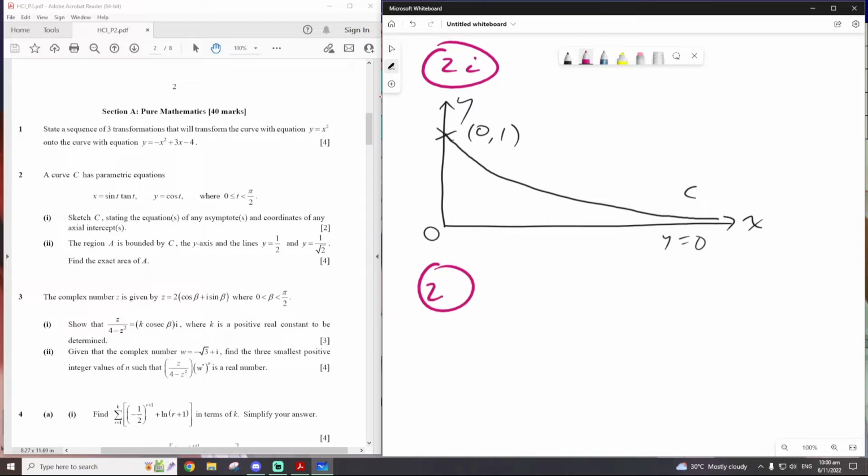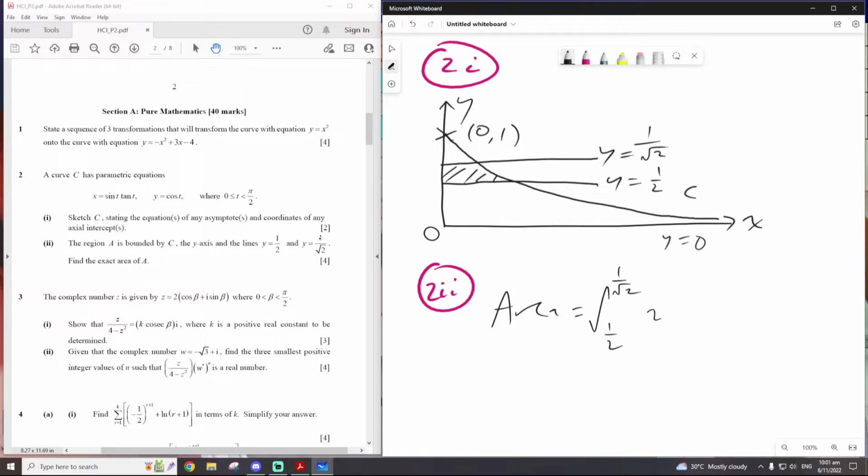For the second part is find the area. Okay, so the lines, the y-axis, y equals half and y equals 1 over root 2. So half is here, and 1 over root 2 will be somewhere over here. So we want to find this area. And of course, we are going to integrate with respect to the y-axis. So we'll do the integral. Let me write area. This is the integral from half to 1 over root 2 of x dy.